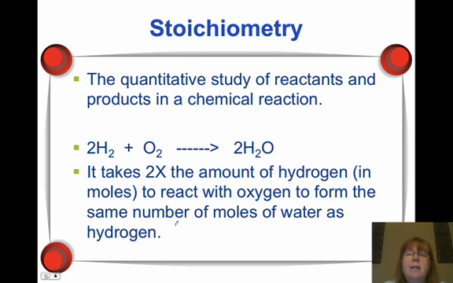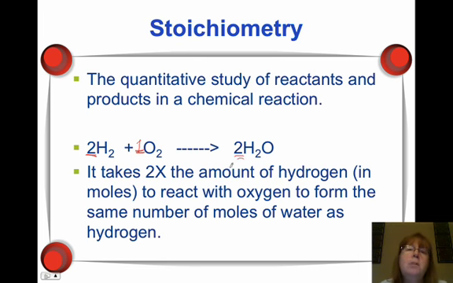Now, we spent a lot of time learning how to balance equations, and we're putting in these coefficients out front. And when there's not a coefficient, it's understood to be a 1. But we really haven't done anything with them since we balanced the equations. Well, now it's time to really look at what they mean. Now, it takes twice the amount of hydrogen in moles to react with oxygen. So in other words, if we had 2 moles of hydrogen, 1 mole of oxygen would react with it to form 2 moles of water.